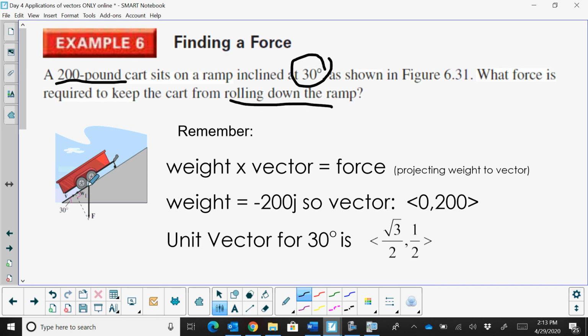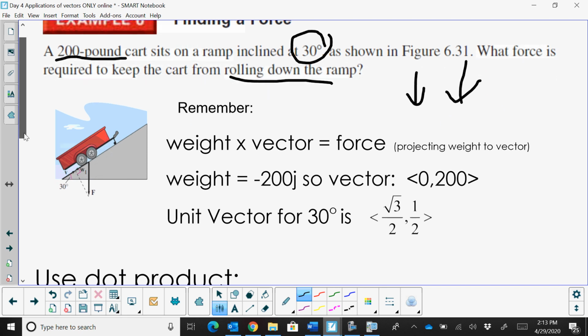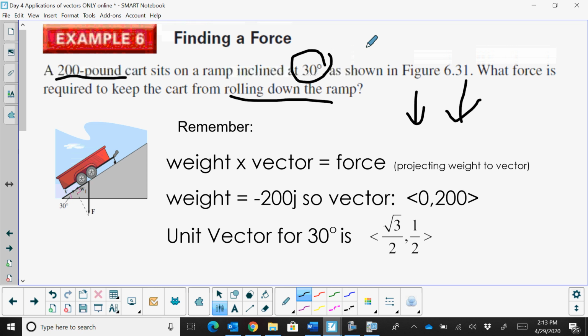So down the hill is actually a force. You've got to think of this as a vertical force, because a weight is going down on the ground. So anytime you have a weight in the vertical direction, we're going to use the sine versus the cosine. If we're pulling across, we're going to use cosine.